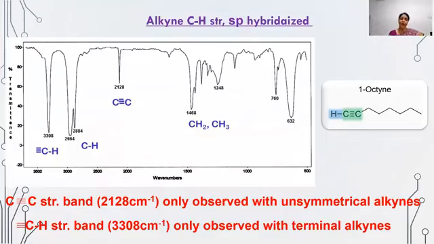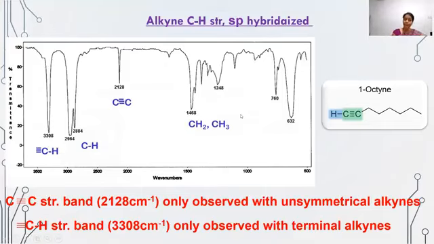This is the spectrum of alkyne 1-octyne, in which carbon is sp hybridized. Here you can see at 3300 centimeter inverse, approximately, there is triple bonded carbon hydrogen stretching. The molecule has sp3 hybridized carbon. So below 3000, this is single bonded CH stretching. Carbon triple bond carbon stretching is observed nearby 2100 centimeter inverse. And at 1400, these are the CH2 bendings.